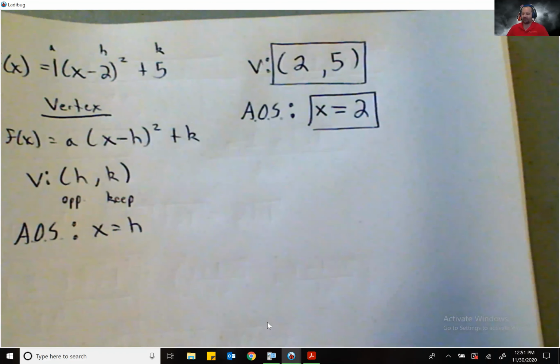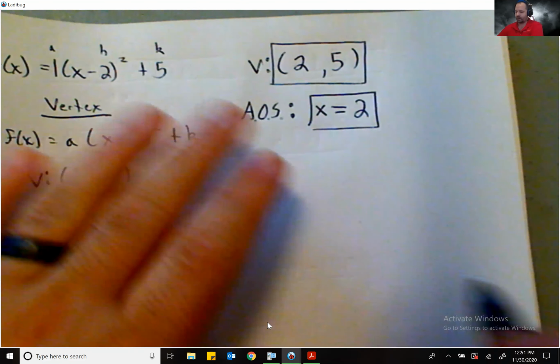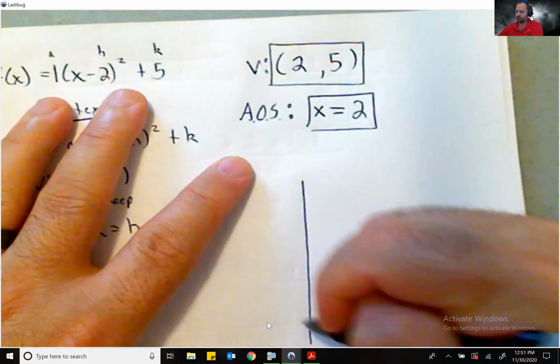Now, to graph, let's talk about graphing real quick. Graphing is not too terribly hard.